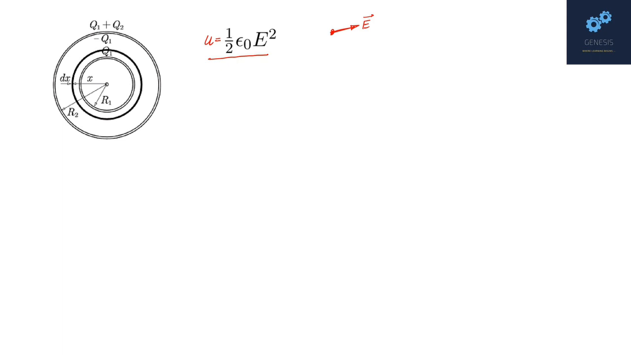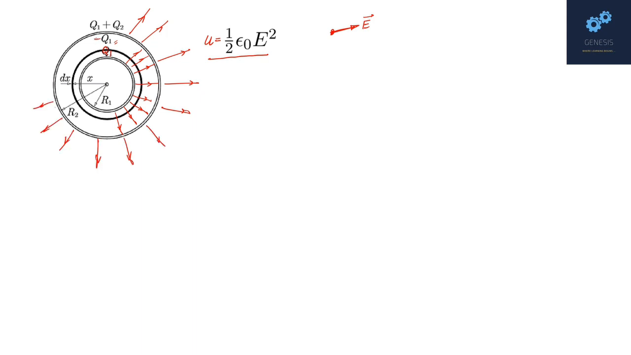To do this, we first see what the charge distribution is. You can see here the charge is Q1, so this will induce minus Q1 here, and the outside charge will be Q1 plus Q2. So you can see that the field lines will lie like this in the region R1 to R2, and also the field lines will be in the outer region greater than R2.